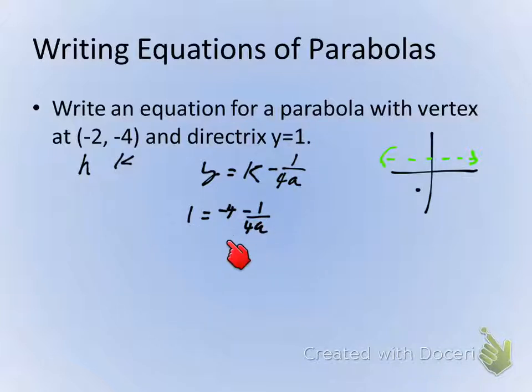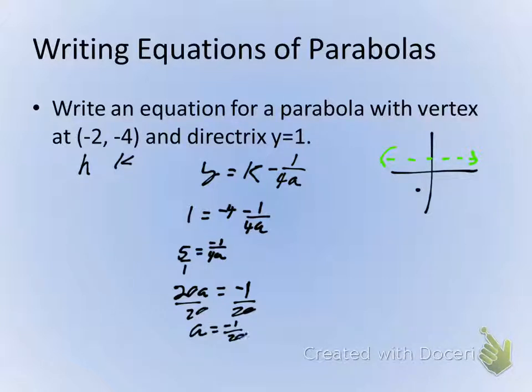Now add 4. So you get 5 equals -1 over 4a. Cross multiply, so 20a equals -1. Divide by 20. A equals -1/20.